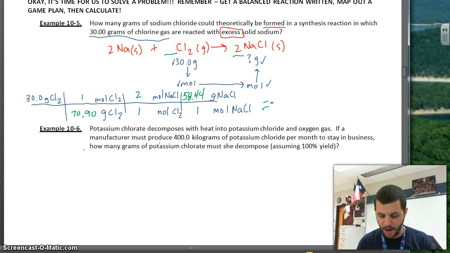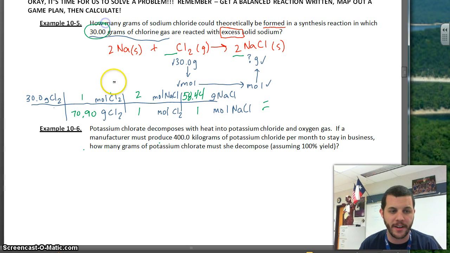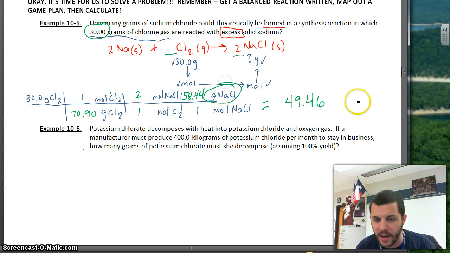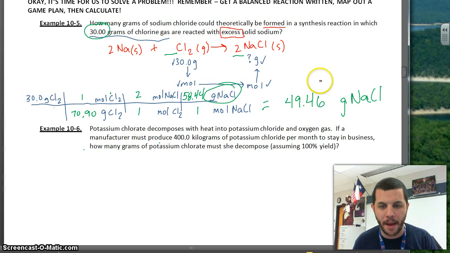And so we get 30, oop, not 300. 30 times 2 times 58.44, enter, divided by 70.90, enter. 49.45557123. Now obviously that's way too many sig figs. I need 4 sig figs because that's what my problem has, so I'm going to do 49.46. And my last unit here is grams of NaCl. Boom. That just happened right there.